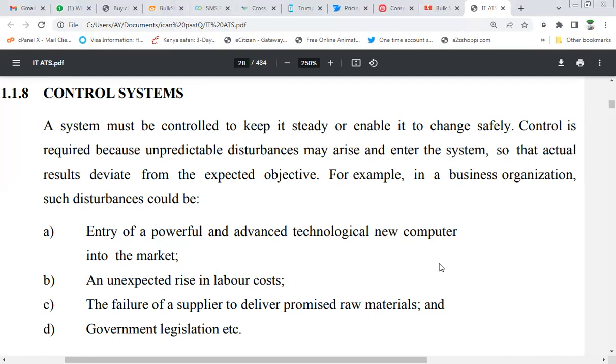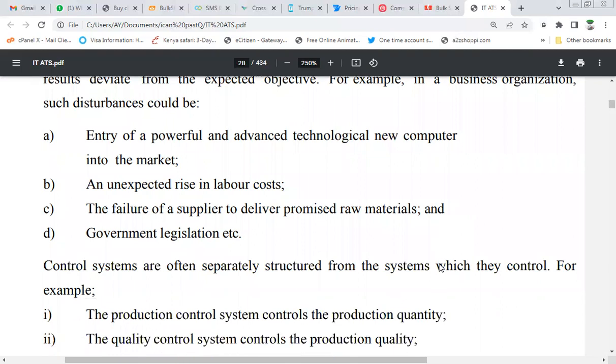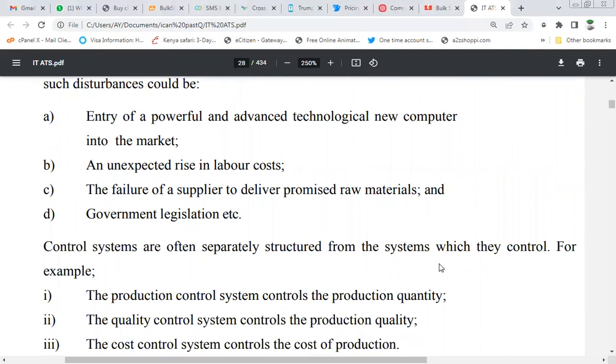For example, in a business organization, such disturbance could be entry of a powerful and advanced technological new computer into the market, an unexpected rise in labor costs, the failure of a supplier to deliver promised raw material, and government legislation. So control systems are often separately structured from the system which they control.